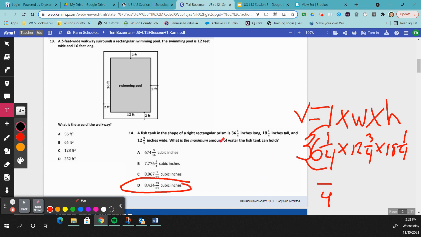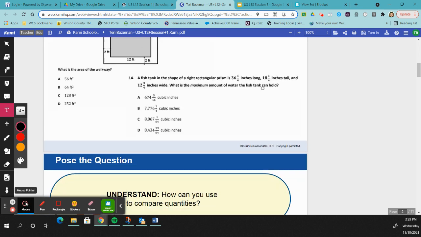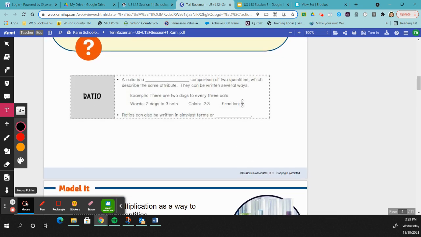Now, this section of the test would have been calculator active, and that's where these questions came from. They came from your TE21 test that you took on Mastery Connect. So 8,434 and 59/64. So this is something you could have used a calculator for. All right. Those are our start problems. When we're talking about ratios, a ratio is a division comparison.